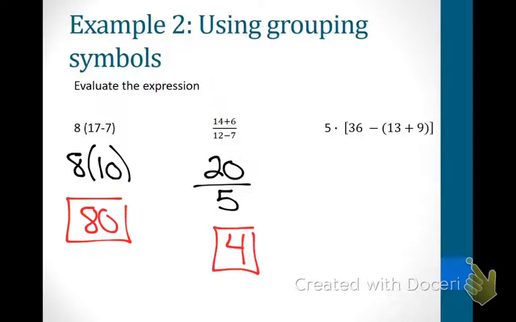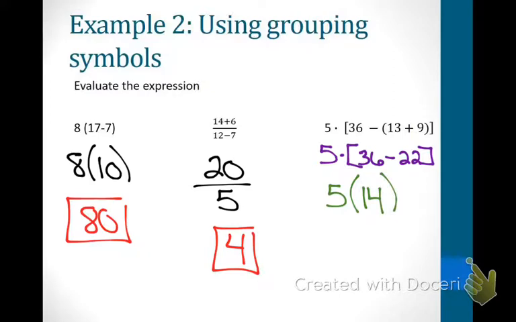All right, now on the last one, we actually see something that you'll see from time to time: a grouping within another grouping. So in this case, you're going to solve the innermost grouping first. All right, so we're going to leave the brackets in our second step. We're going to say 5 times [36 minus 22]. And now we're going to solve what's inside the brackets. 36 minus 22 is 14.